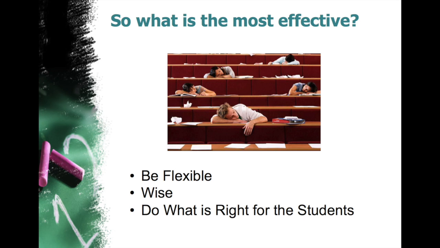Number 2, we need to be wise. We need to understand that some lessons just lend themselves better to certain models than others. We need to do what's right for students. Each class is going to be different. We need to figure out what's going to work for that class.